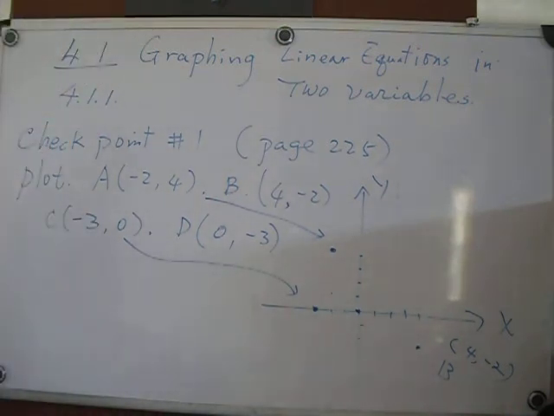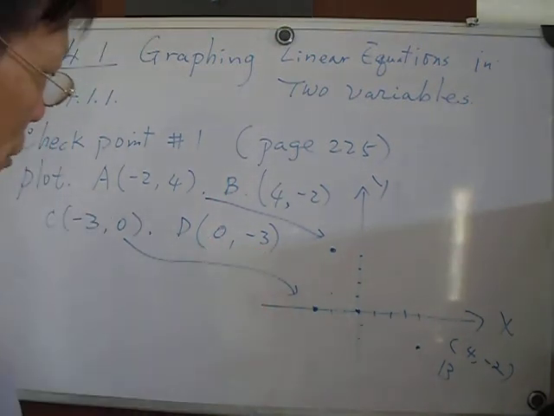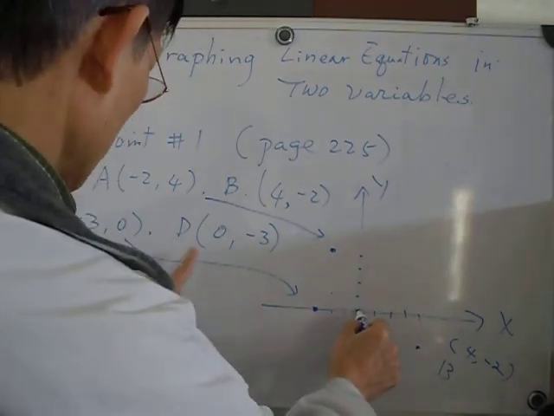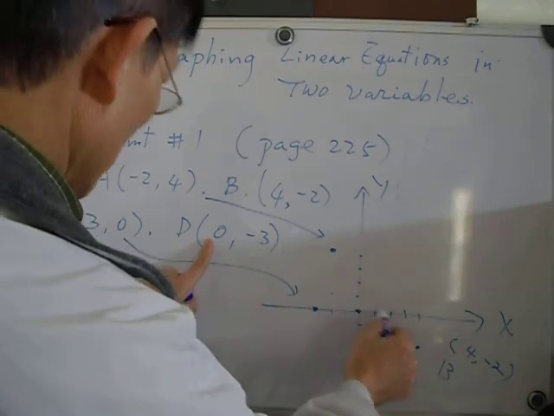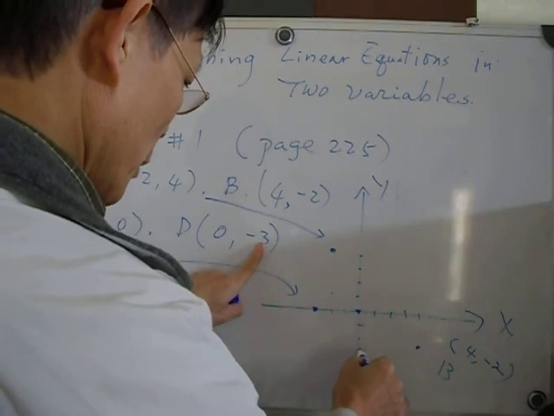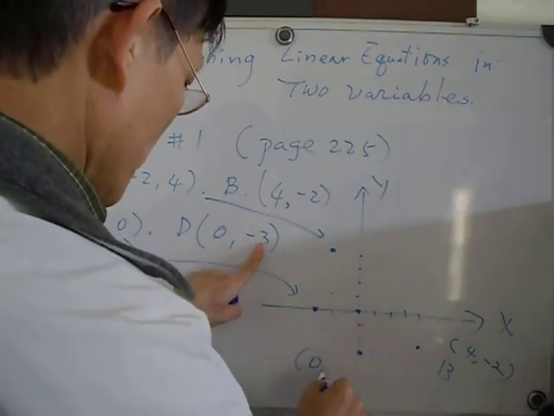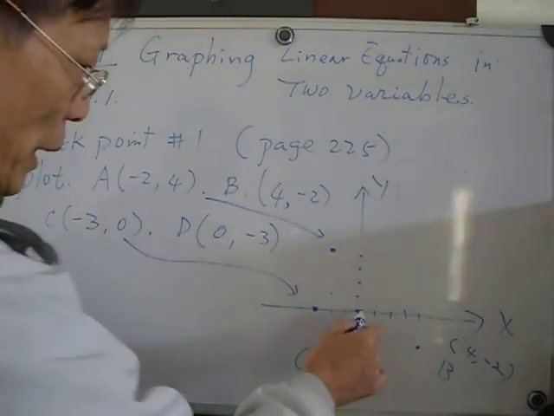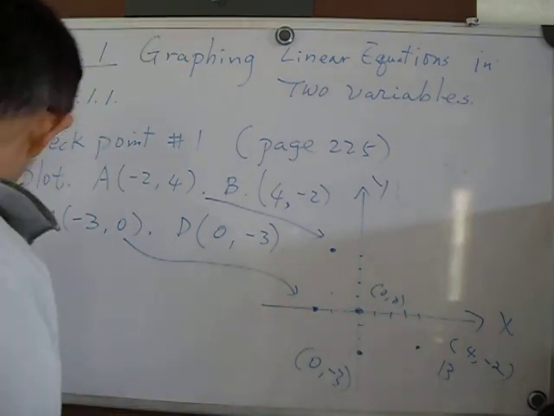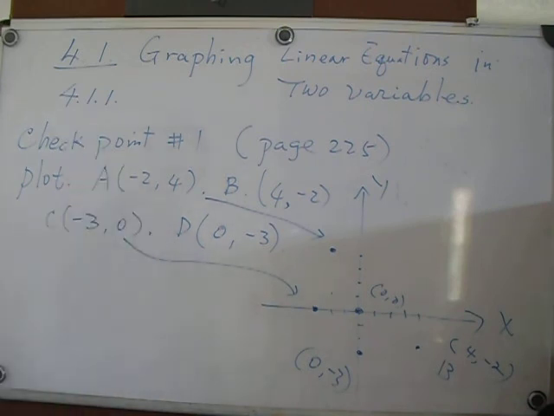The last point is 0, negative 3. 0, negative 3: go down by 3. For 0, you don't go anywhere, not to the left, not to the right. Negative 3, go down by 3. So this point is 0, negative 3. By the way, the origin is the 0, 0 coordinate. Okay, this is a quite straightforward subsection of this chapter, the first part of chapter 4.1.